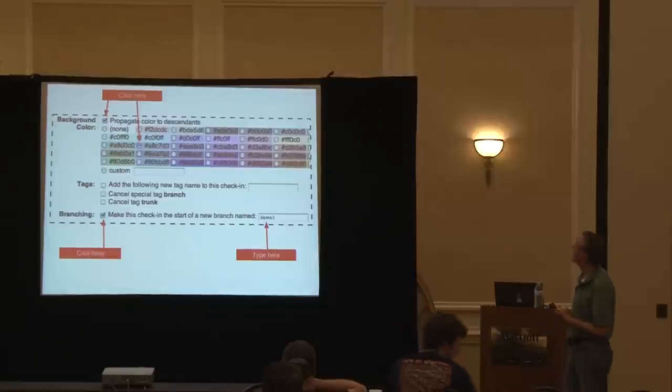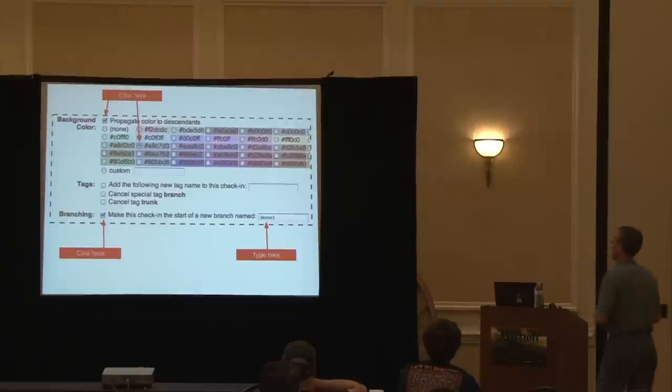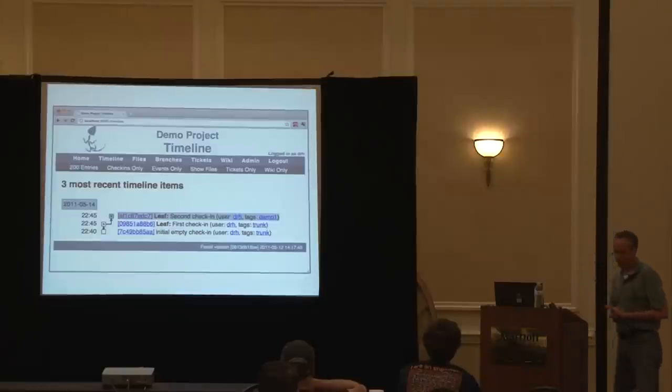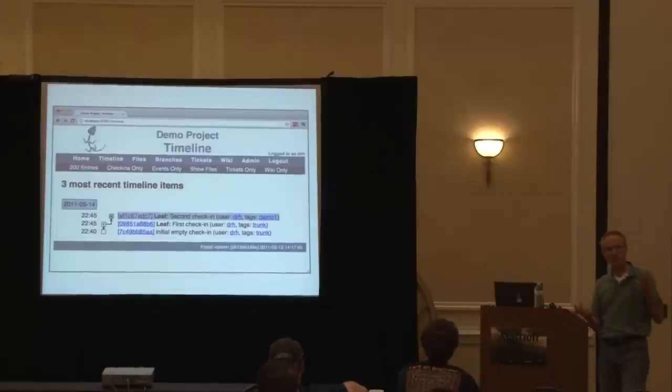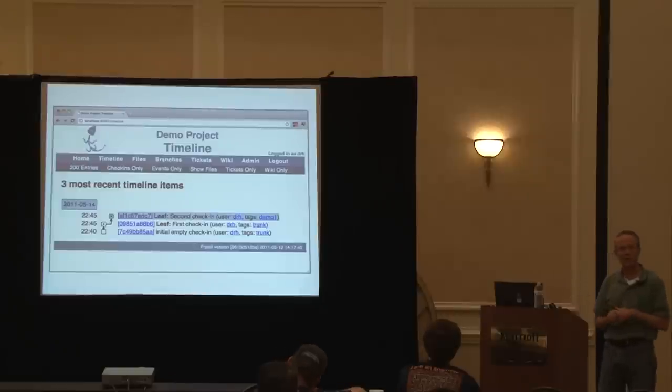And I'm going to give it some background color, just because I like my different branches to be different background colors to kind of keep them separate. And then I press apply. And what that did, it didn't really change the tree of commits, but it displays them differently now. It moved that second check-in into another branch.